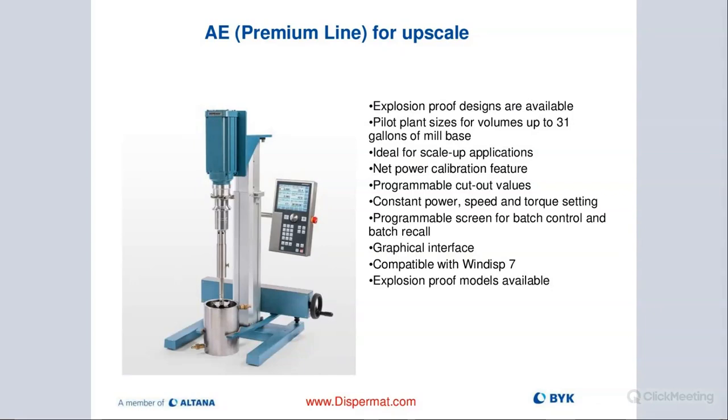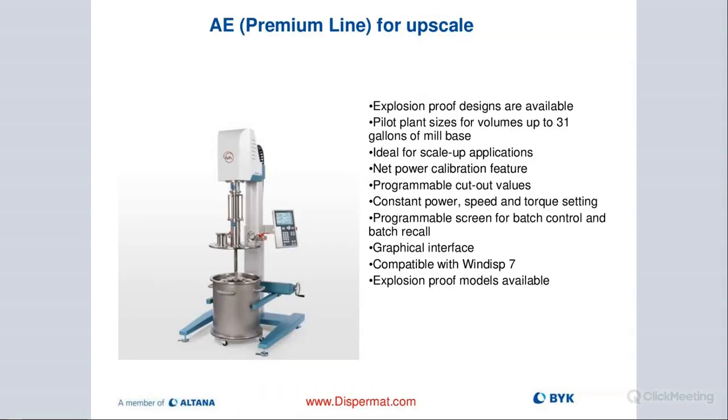We can also store all the data. We can have the batches stored by name or batch number. We can port the data over to a computer. We'll have a graphical interface where we can see each of these critical values in a trend line. And then we also have explosion-proof models available in the AE line.